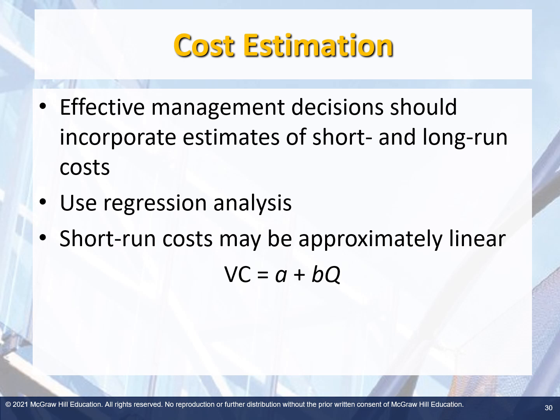Short-run costs might be approximately linear, meaning they increase at a constant rate as output increases. If your short-run costs increased at a constant rate, you could predict that producing 100 units will cost you $1,000 and producing 200 units would cost you $2,000.